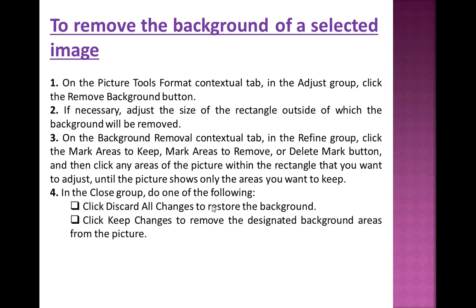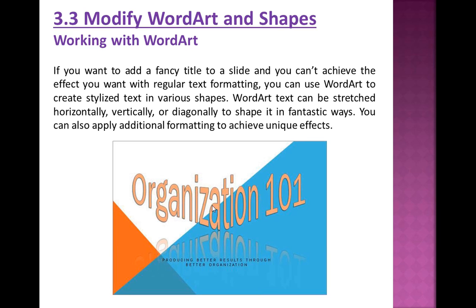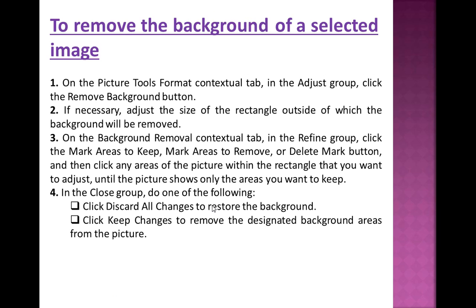Then how to remove the background of a selected image? Simply go to the Picture Tools Format contextual tab, click on the Adjust group, click on the Remove Background button. If necessary, adjust the size of the rectangle outside of which the background will be removed. Then keep the changes. You can remove the background. So this is how we can remove the background.